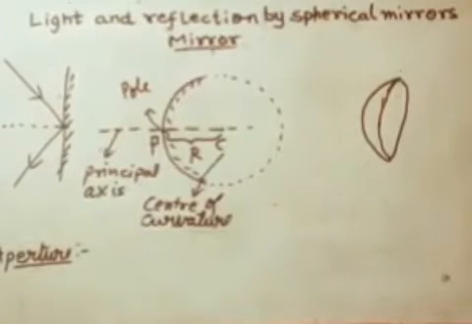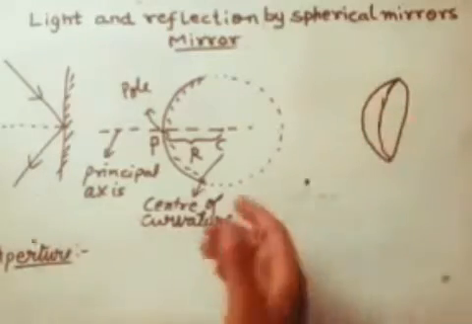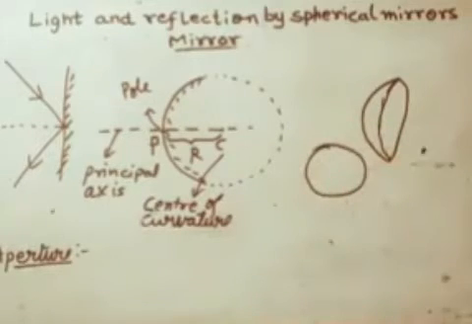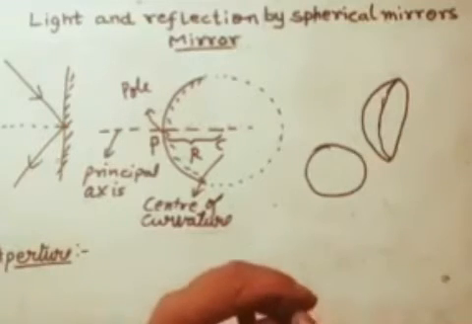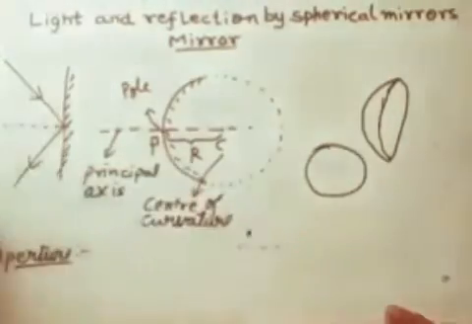Next point, aperture. Few people call it aperture, but you can say it is not aperture in fact. So what is that aperture actually? Aperture means the frontal side of that mirror. If I turn it, it will look like this. So this frontal side will be called its aperture. This size is its aperture, the frontal side.